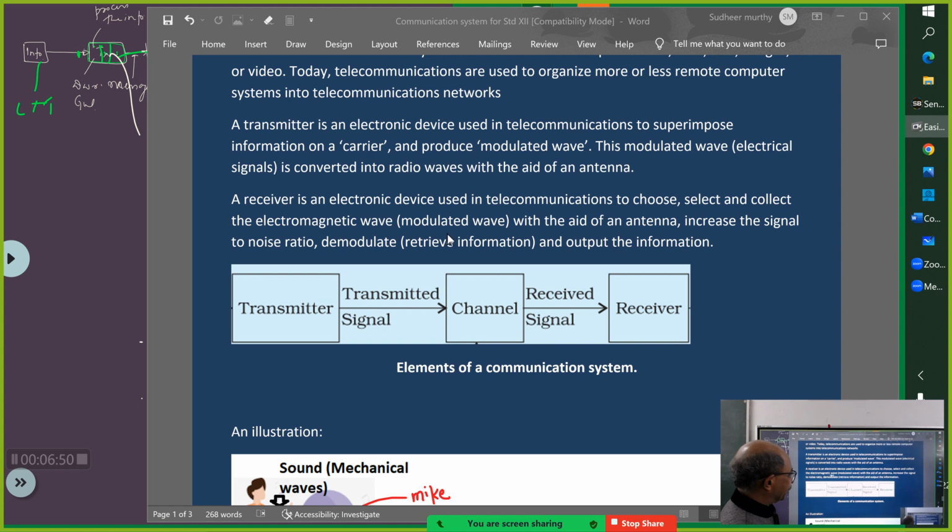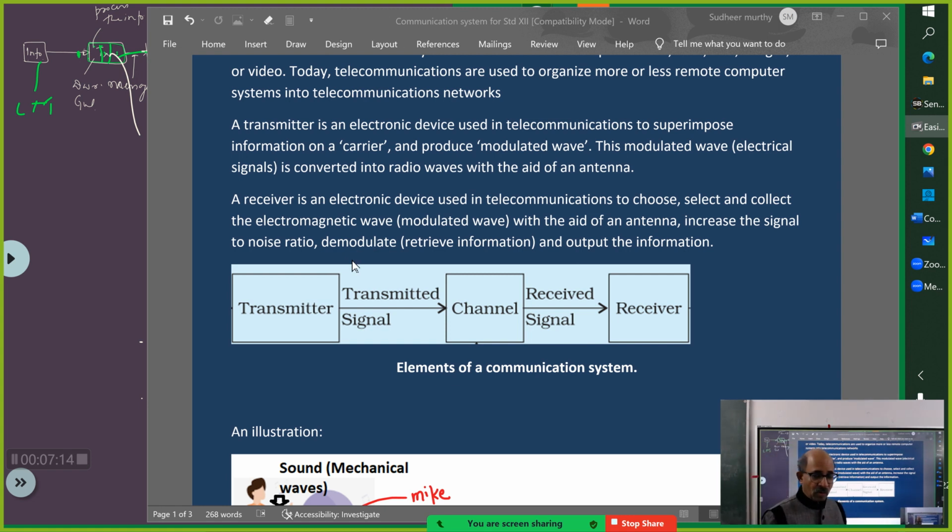the electromagnetic wave. The electromagnetic wave is again a modulated wave, with the aid of an antenna. An antenna is a device which will convert electrical signals into electromagnetic waves, and also do the reverse. Electromagnetic waves will get converted into electrical signals. Increase the signal to noise ratio.